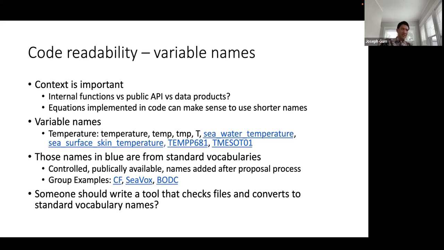And yes, if you're implementing an equation in code, it can make sense to use shorter names unless you yourself are getting confused. And if you are getting confused, that's a great point that tells you you should probably be adding a little more structure to your code. And so here are some variable names for temperature. These are all things I've run into in the wild as a physical oceanographer.